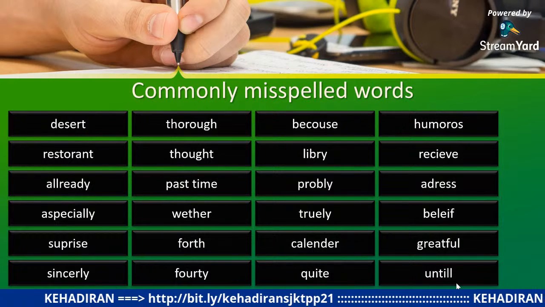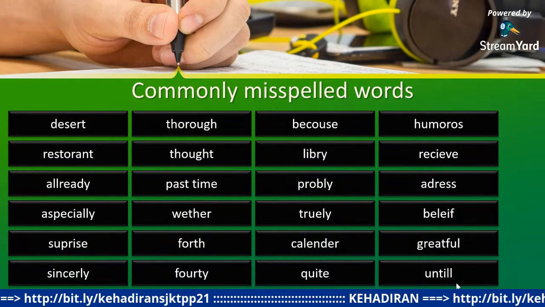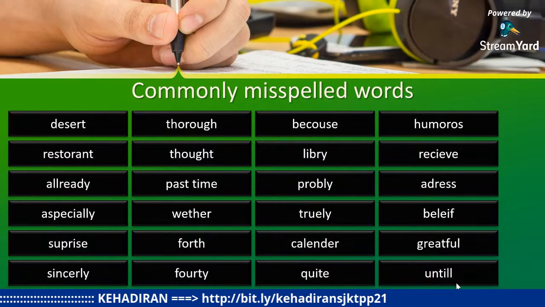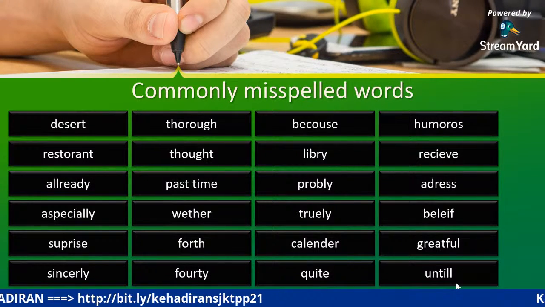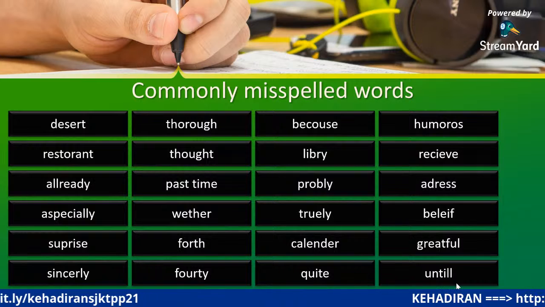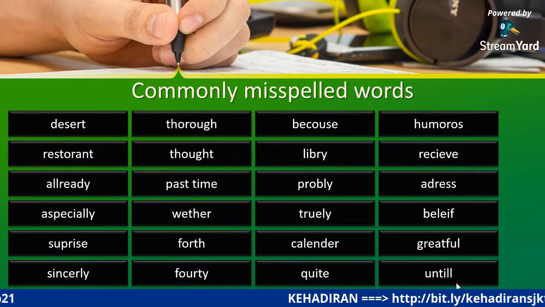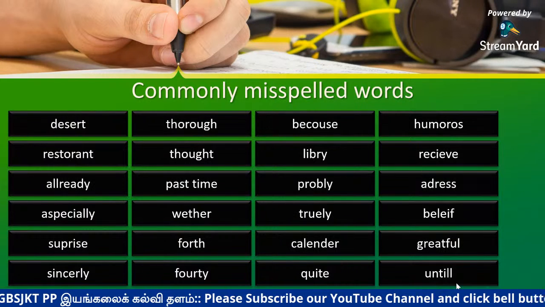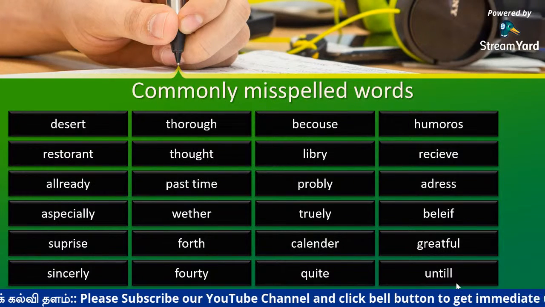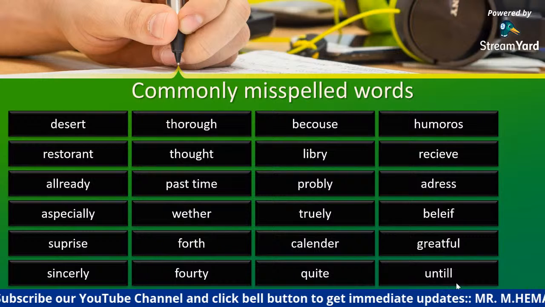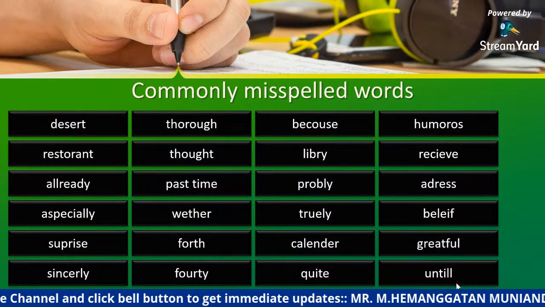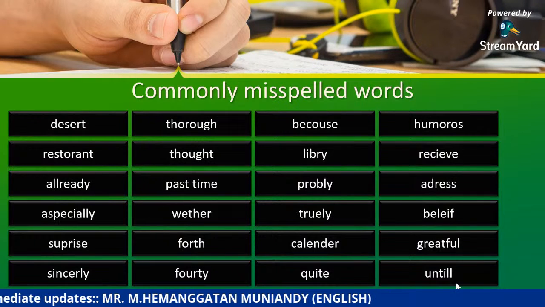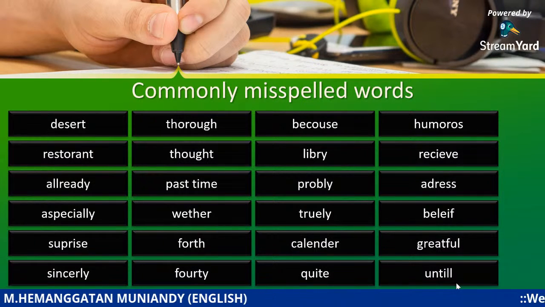Next word, pastime. Just for your information, pastime is not two words, it is supposed to be one word. Weather. The weather that I want is to tell about the weather out there. The weather is cloudy, the weather is good, the weather is not so good. Next is fourth.